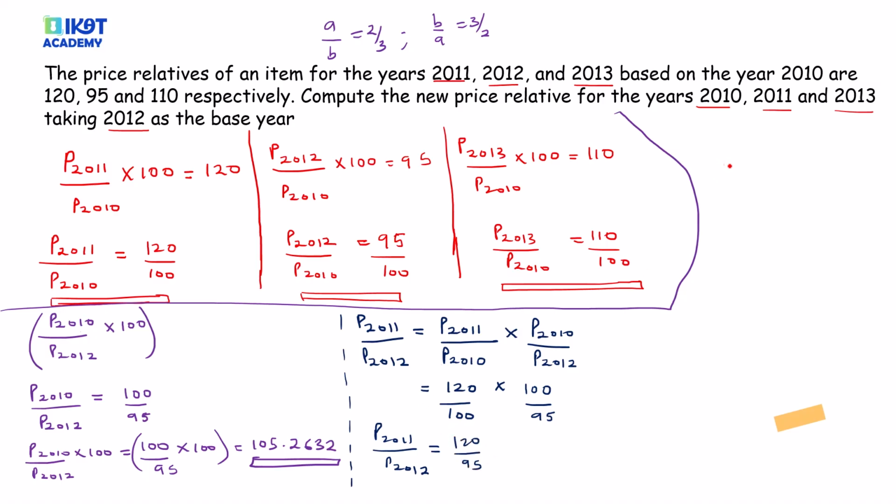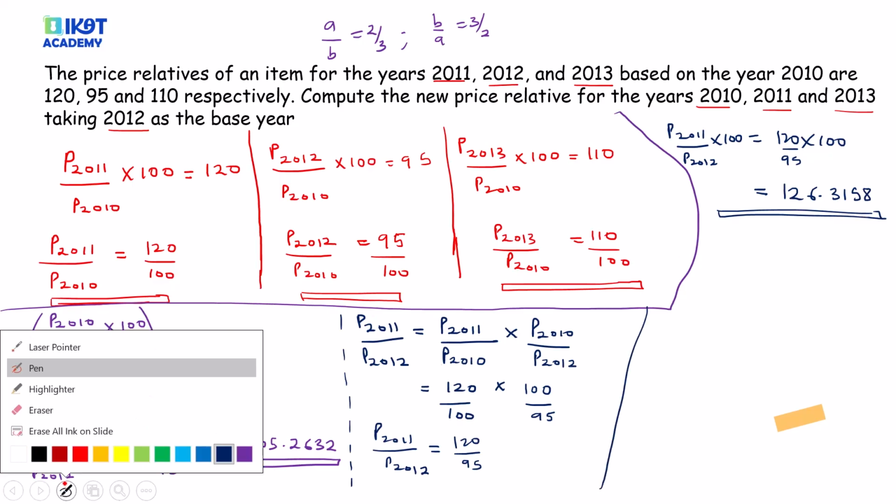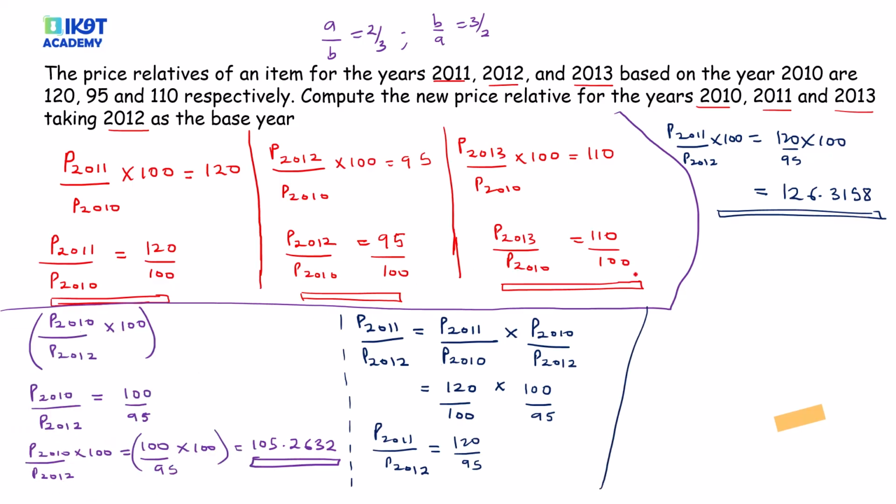So now finally I can come and say I want to get P 2011 out of P 2012 times 100. It is going to be 120 out of 95, which we had, times 100. And that's going to be our answer. Answer is going to be 126.3158. That's the answer for that. But however, we've not finished the question. We now have to get one more term. And let's work on that.